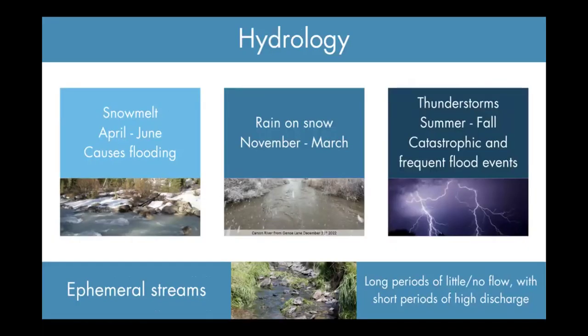The hydrology of this region is dependent on the time of year. From April to June, there is snowmelt, which causes flooding. From November to March, there is rain on snow. And summer through fall, there are thunderstorms, catastrophic, and frequent flood events. There are also ephemeral streams, which are numerous, which have long periods of little to no flow and short periods of high discharge.